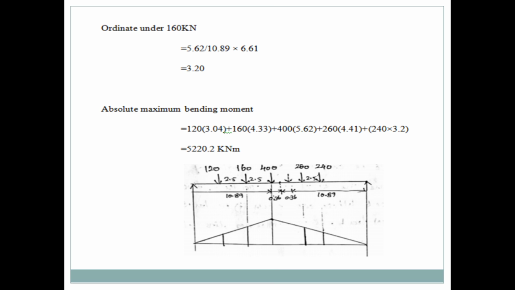Absolute maximum bending moment is equal to 120 into 3.04 plus 160 into 4.33 plus 400 into 5.62 plus 260 into 4.41 plus 240 into 3.2, is equal to 5220.2 kilonewton meter. This is the influence line for absolute maximum bending moment.